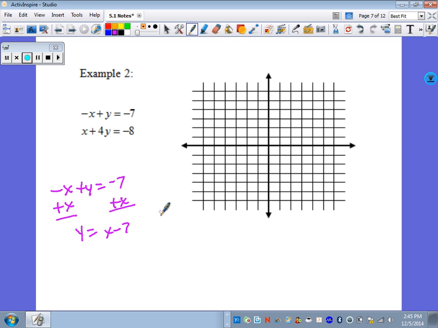Okay, now that's calculator ready, and that's what I'm trying to get you to. Most of you have graphing calculators. Let it do the work for you.